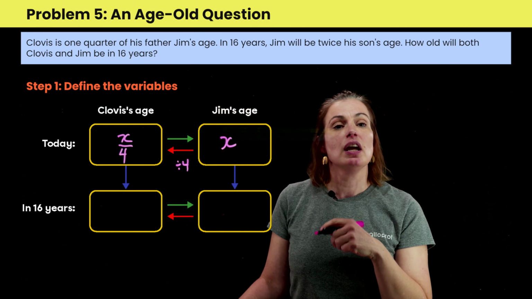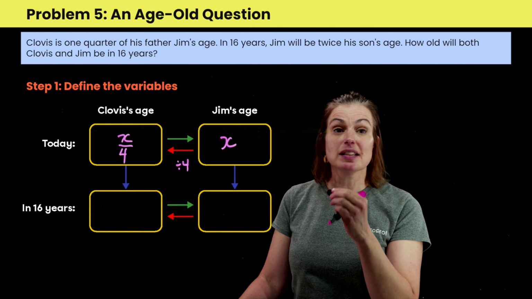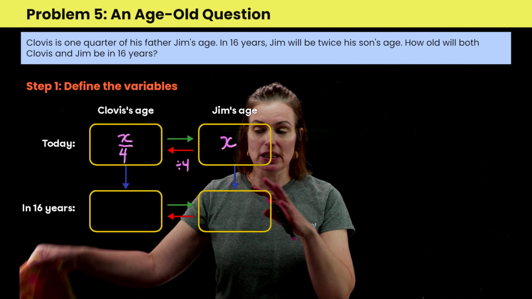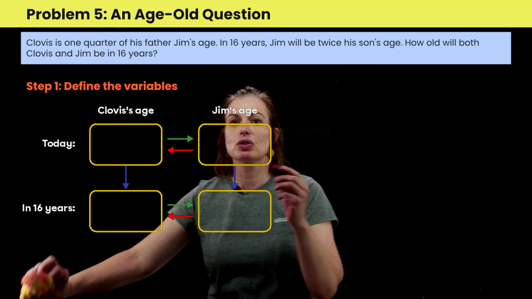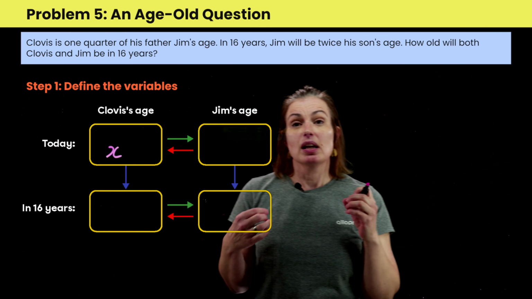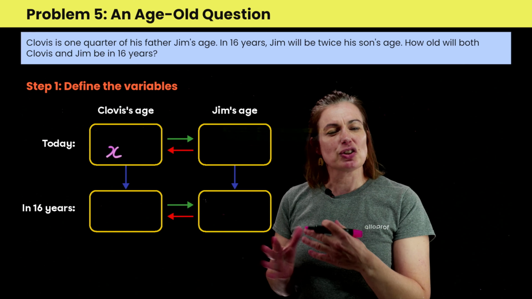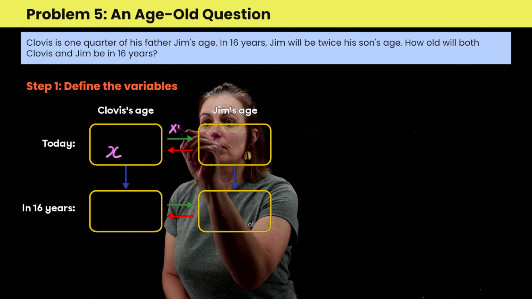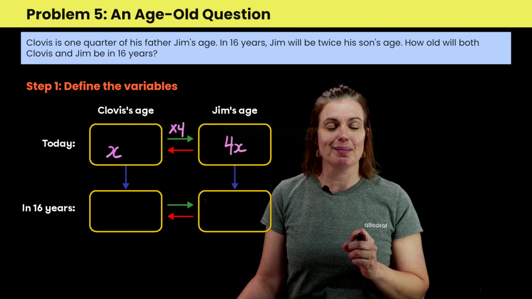Now, I've said in previous videos and statements that I kind of prefer to stay away from dividing if I can. All right. And since I have the option here, I'm going to take a look at what that would give me. So I'm just going to erase this and look at it through the lens of defining Clovis's age today as my variable. So if I do that, that would mean that Clovis's age is my x. And since Clovis is 1/4 of his father Jim's age, it means that Jim is actually 4 times Clovis's age. So I can get Jim's age now by multiplying Clovis's age by 4. So that would give me 4x for Jim's age today.